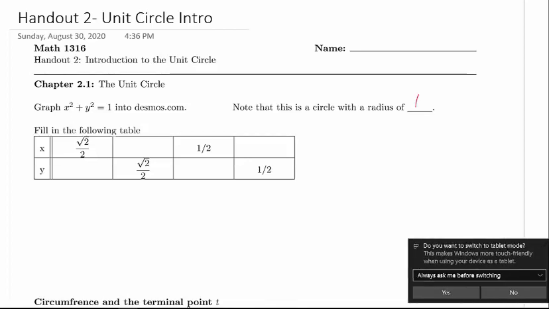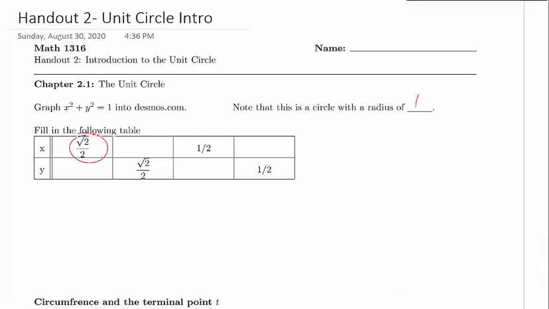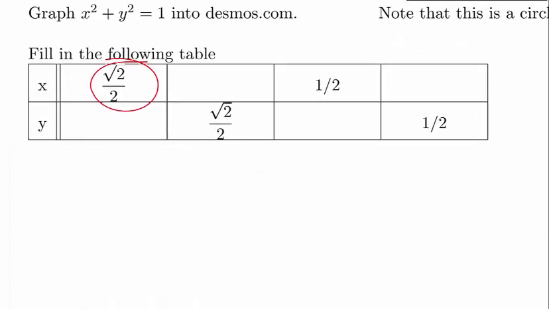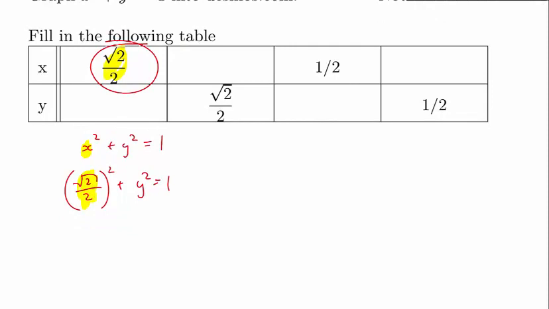Root 2 over 2 is the first x coordinate that we are looking at. So let's go ahead and work through it. Again, we have x squared plus y squared equals 1, the equation of the unit circle. And then we're going to plug in root 2 over 2 right there. And so we have root 2 over 2 squared plus y squared equals 1. Okay? And now we just work through it. So this turns into 2/4 plus y squared equals 1.